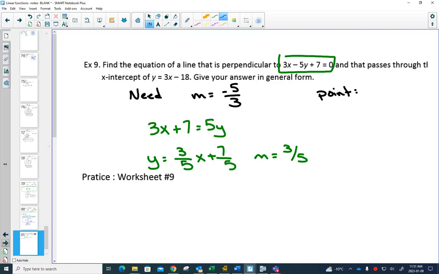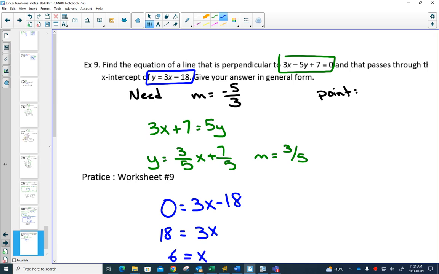Did they tell us the point directly? No. They gave us another line. I'll make that my blue line. It needs to have the same x-intercept. How do you find an x-intercept? Plug in 0 for y. Again, I'm not writing it out this time. I want to get x by itself. I'd add 18 to both sides. Divide both sides by 3. So I have an x-intercept of 6. How do I write that as my point? 6, 0.